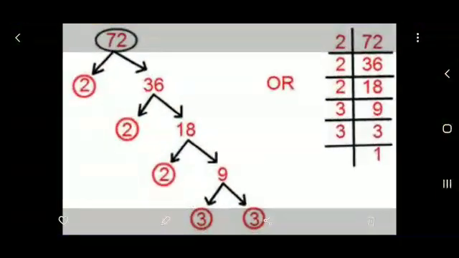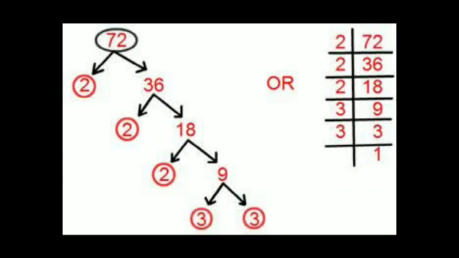see here, 72. First method is the factor tree. Is it? That is 72. How can I write? 2 into 36. Again 36, how can I write? 2 into 18. 18, 2 into 9. Again 9 is divided into 3 into 3. But there is an easy method that is called prime factorization.